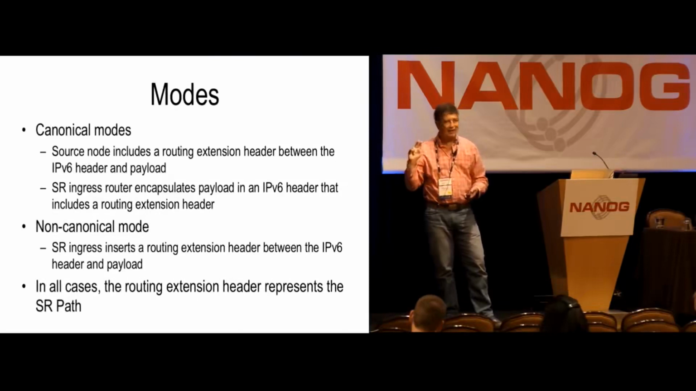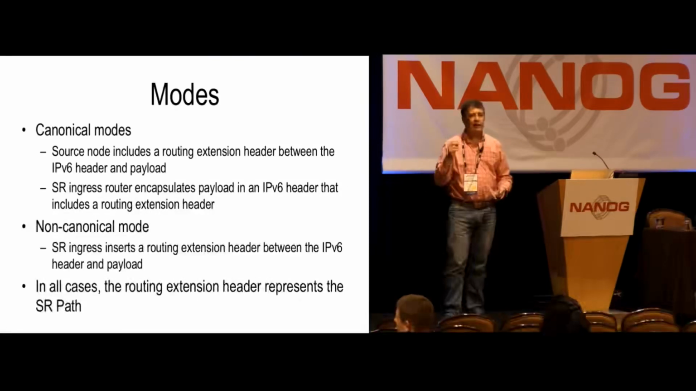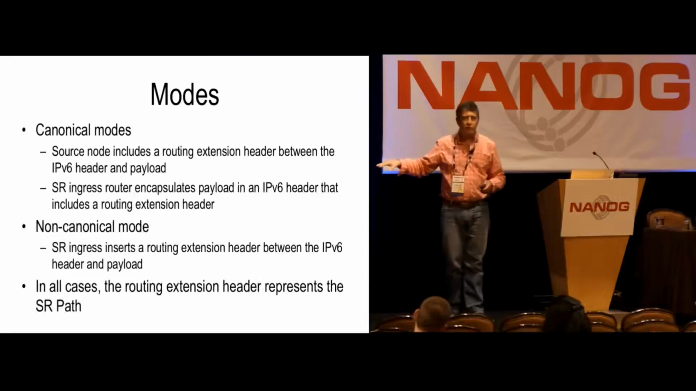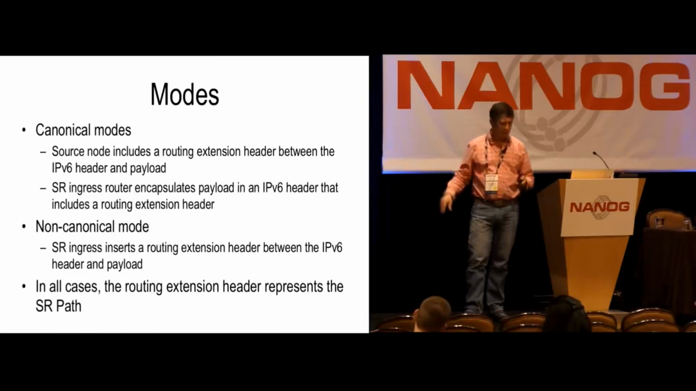Then there's also a non-canonical mode. That's where the packet originates on a node that isn't SR aware. It hits an SR ingress, and the SR ingress inserts an SRH between the IPv6 header and the IPv6 payload. There's some controversy around that in the IETF right now, so I call that non-canonical, and we're not going to talk much about it. We're going to talk about the canonical mode.